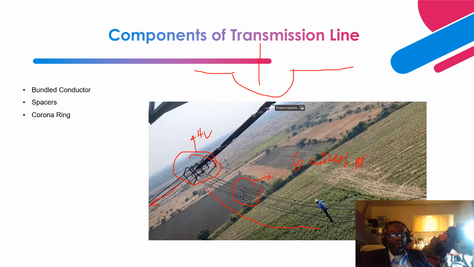Because this one is a ground plane, right? So for you to provide continuity from this line end of the transmission line to this line, you need a jumper to connect this end to this end. So the bundled conductor is this one, the spacers is this one, and the corona ring is this one.